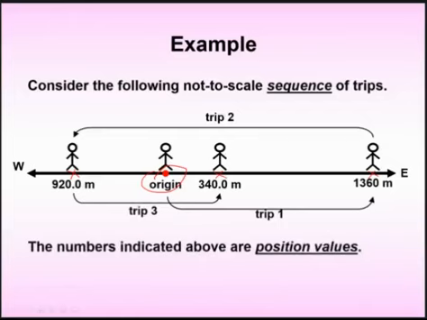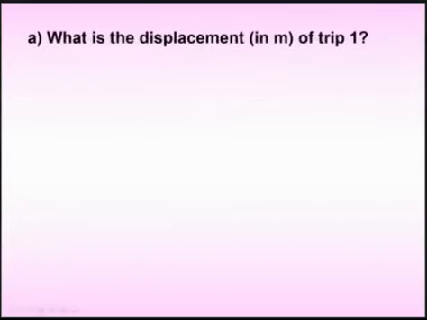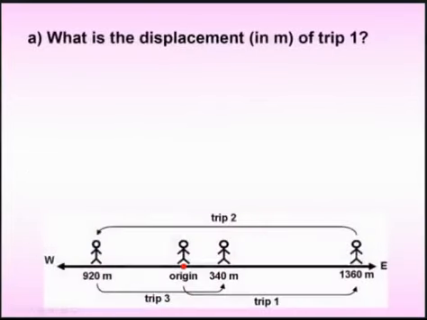So the question now. Yes, the numbers indicate position values or position markers on a meter stick, let's say. Yes, on a number line. How many people have heard of number line? This is legit a number line. Okay, question number one. What is the displacement of trip numero uno?